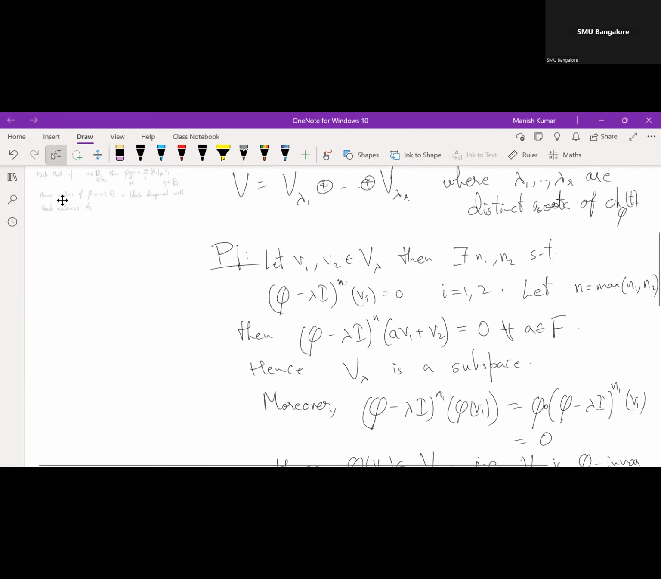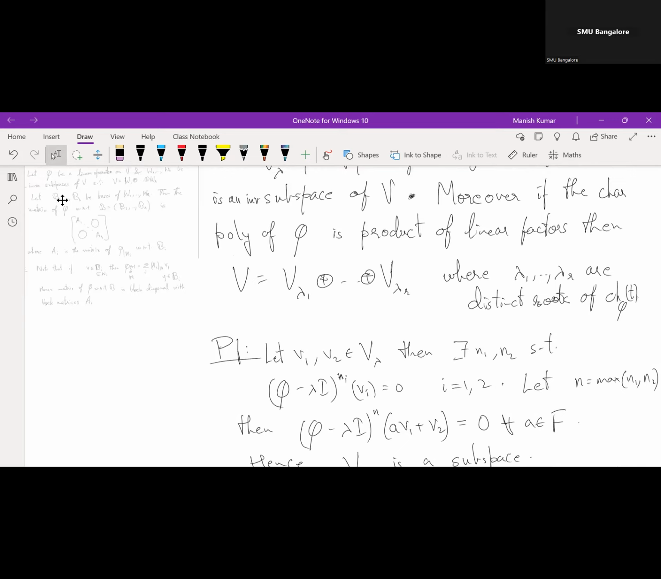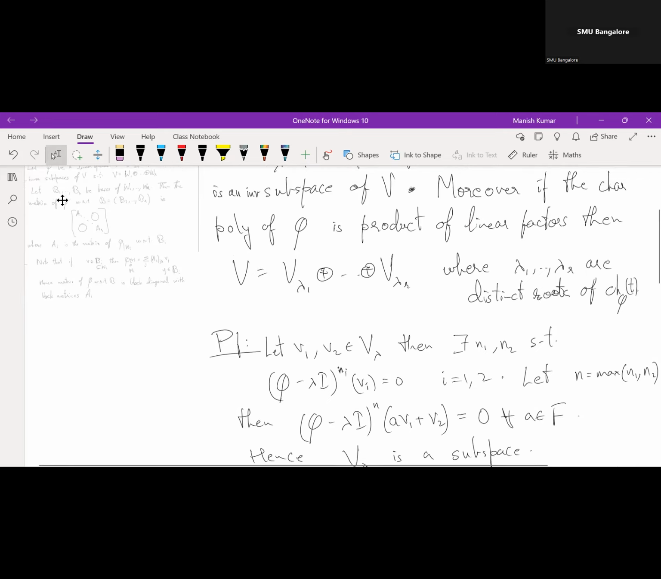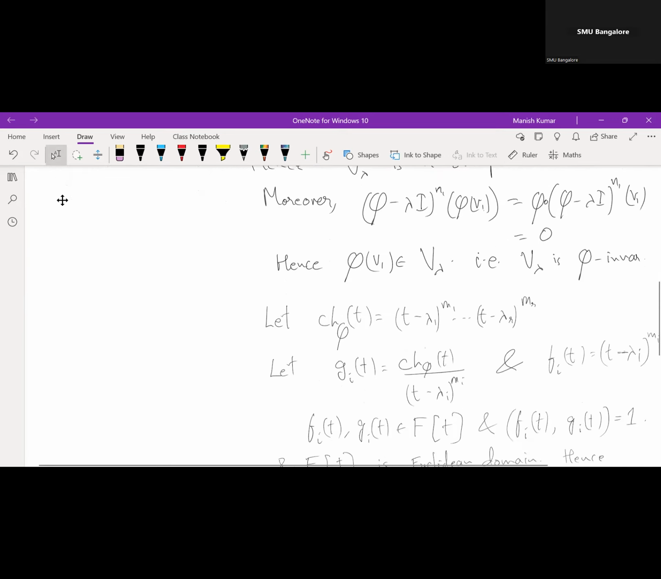So that tells us that these V lambda 1 to V lambda r, for lambda 1 to lambda r the distinct roots of the characteristic polynomial, are all invariant. Now we have to prove that the direct sum of them is the whole of V. Now onwards, the proofs are a little more tricky, but maybe not too bad. So look at the characteristic polynomial of phi.